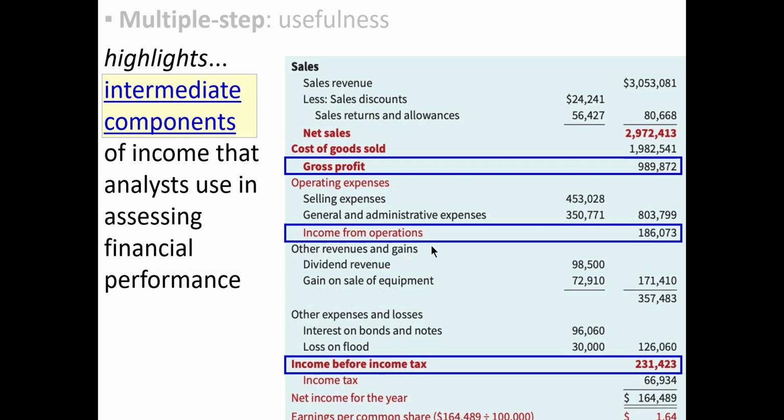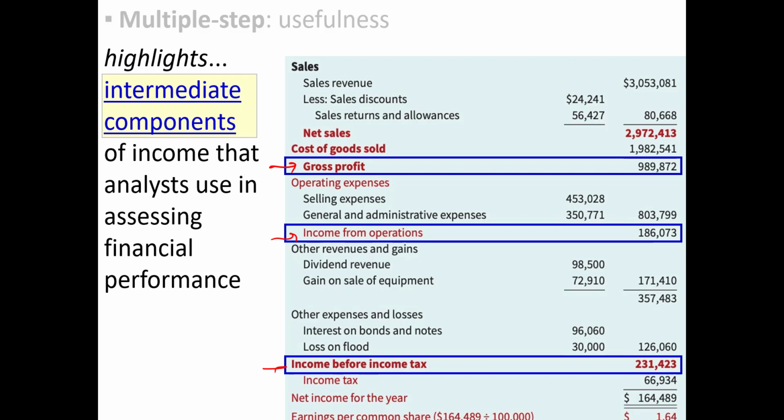One way that helps us quickly see the differences between the core operations versus the non-core operations of the business are these intermediate titles here. We get gross profit, income from operations, and then income before tax. Sometimes these are indented pretty clearly, sometimes they're not. But the key thing when you're looking at subtotals is that you need to be able to spot whenever something is being summarized here.